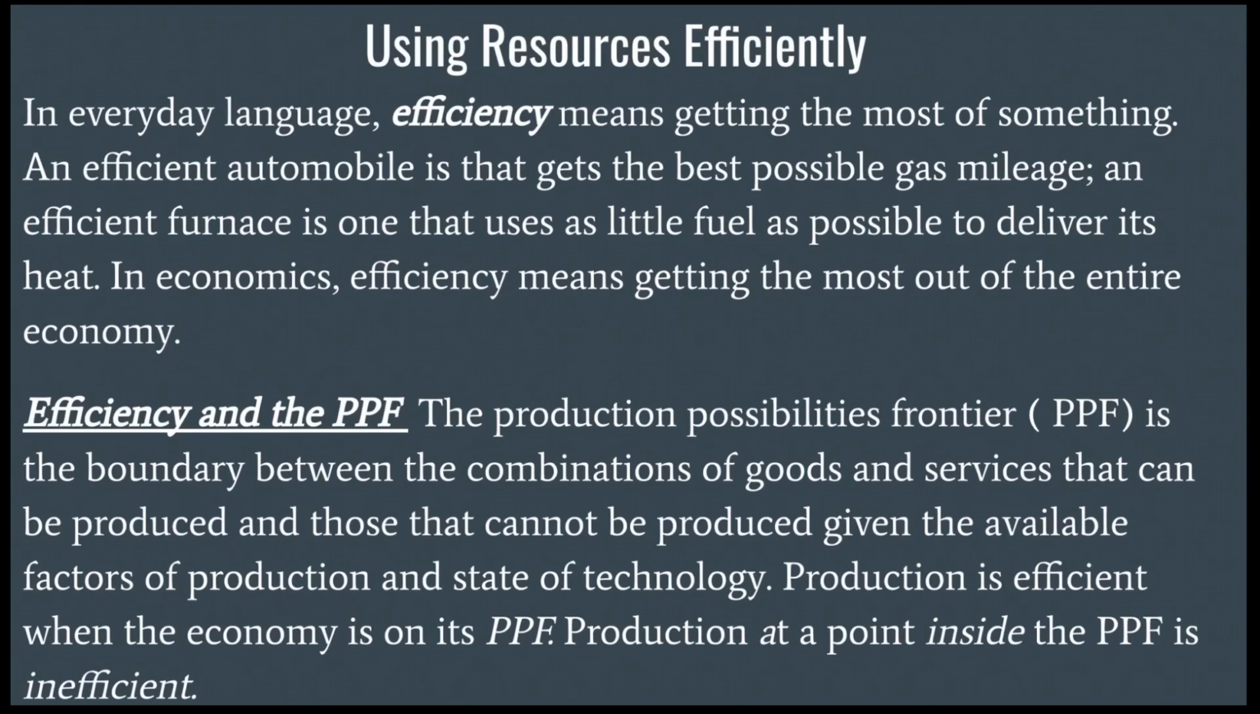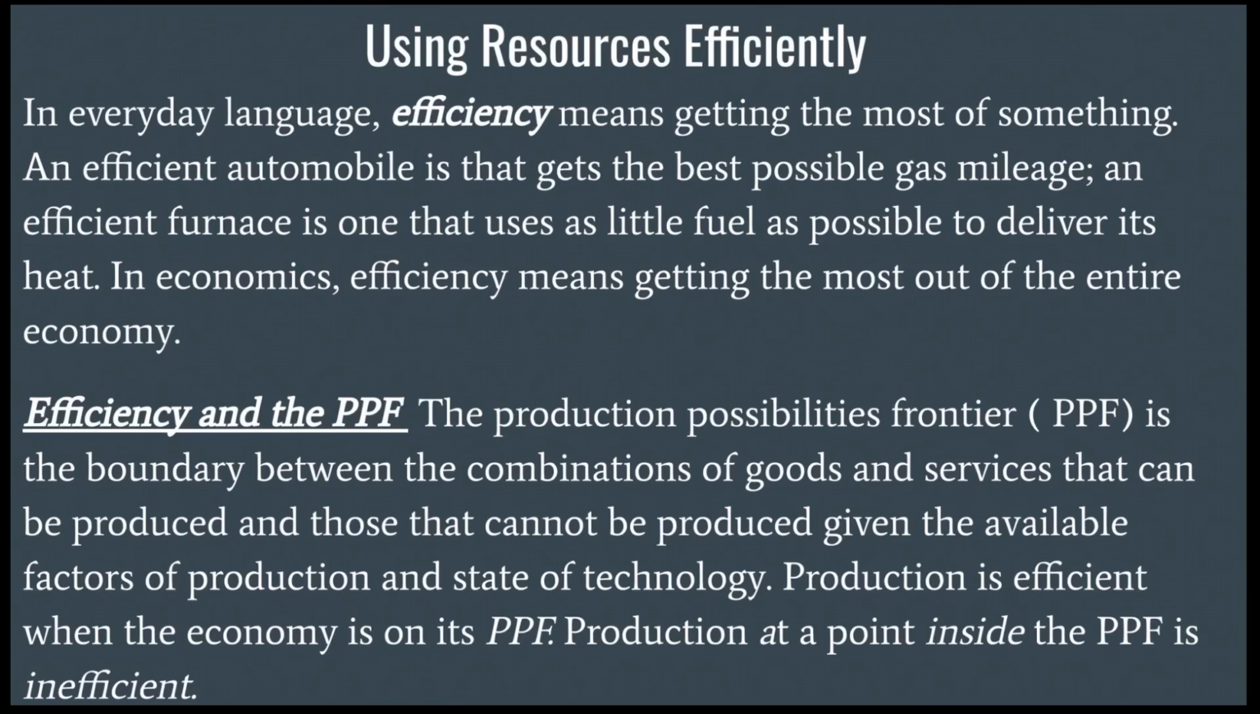After studying the different methods of allocating resources, let's check using resources efficiently. How can we use these resources efficiently? Let's see. In everyday language, efficiency means getting the most of something. An efficient automobile is one that gets the best possible gas mileage. An efficient furnace is one that uses as little fuel as possible to deliver its heat. In economics, efficiency means getting the most out of the entire economy.